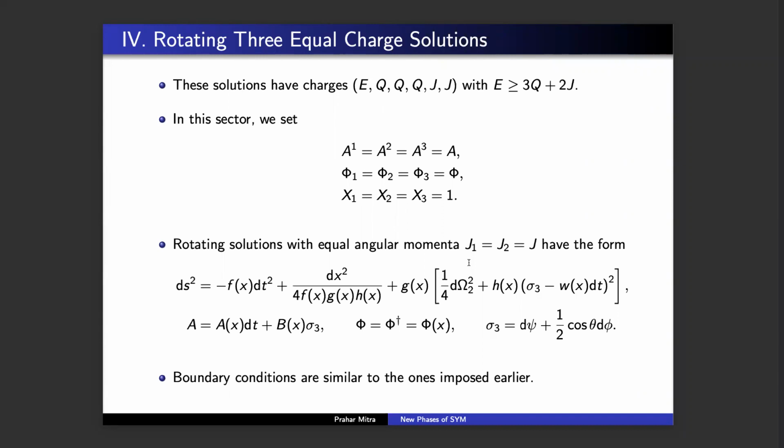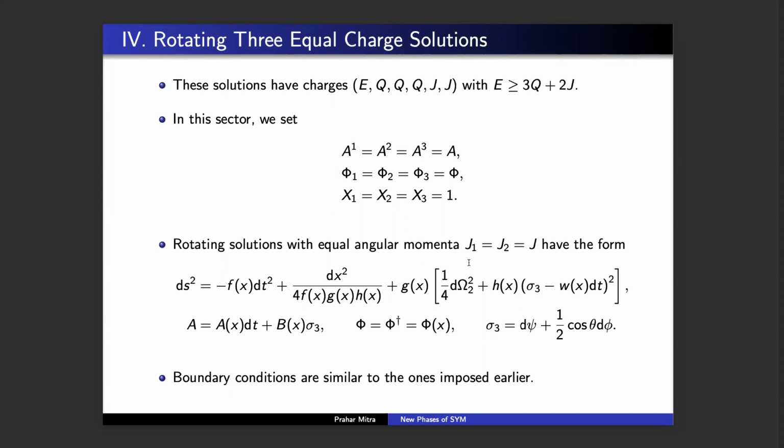So here the BPS bound is E greater than or equal to 3Q plus 2J. Since all 3 charges are equal, that means all gauge fields are equal, all scalar fields are equal, x1, x2, x3 equal to 1. That means there are no neutral scalar fields. So this is a really simple problem where you just have a single charged scalar field, a single gauge field, and no neutral scalar field.